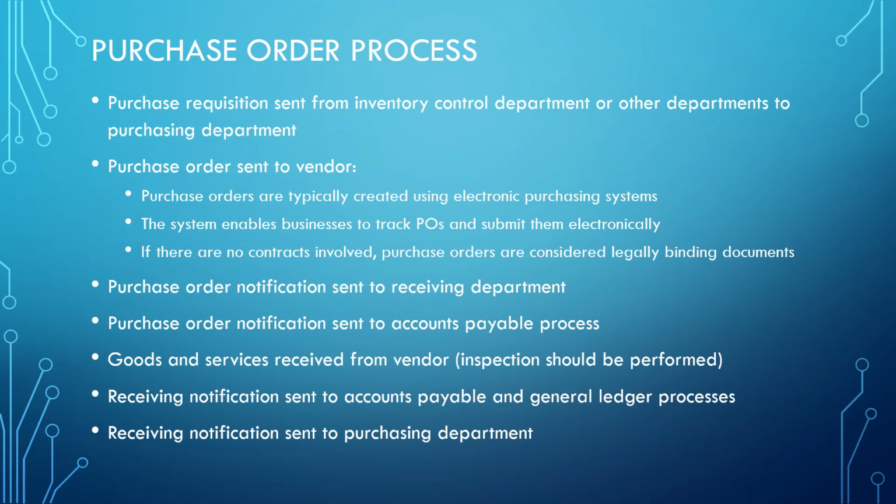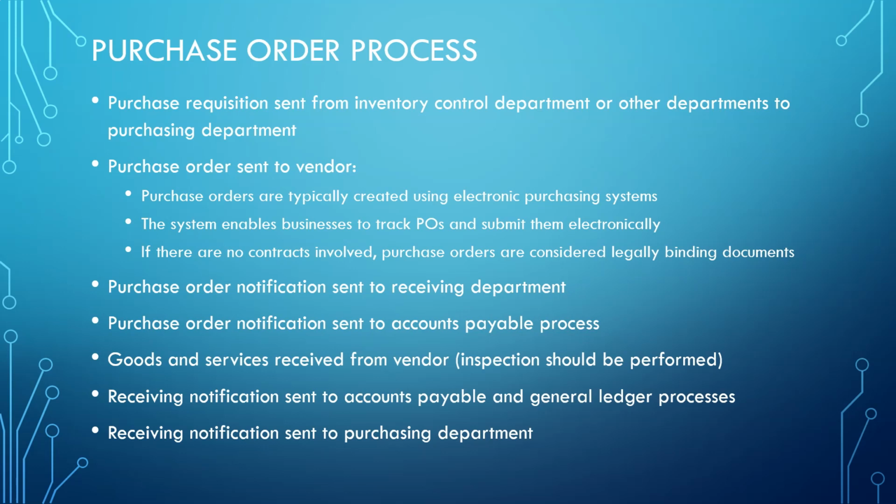Purchase order notification is sent to the receiving department, and another notification will be sent to the accounts payable process. Once the goods or services arrive at the buying organization, they will typically go through some form of goods receiving process, especially the physical goods, where the goods are checked to ensure that they match what was ordered and that they are of the correct quality with no damage.